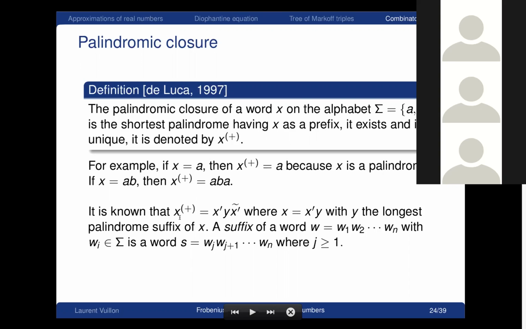And in general, to compute X plus, you have to write X as X prime Y, where Y is the longest palindrome suffix of X. The suffix is the end of your word, okay? So you can see B is, for example, the longest palindrome suffix of AB. So this is the center of symmetry. And this is why we take X prime and we reverse it, we compute X prime tilde. Okay, this is a way of finding the palindromic closure.